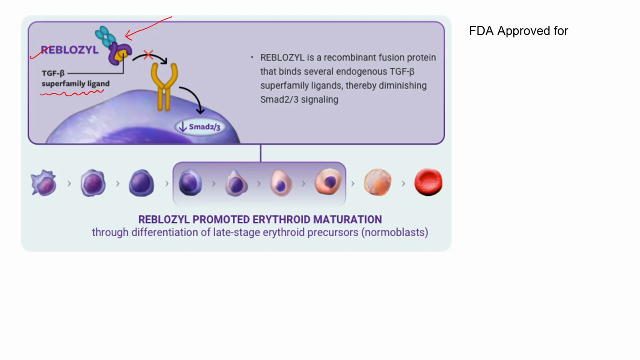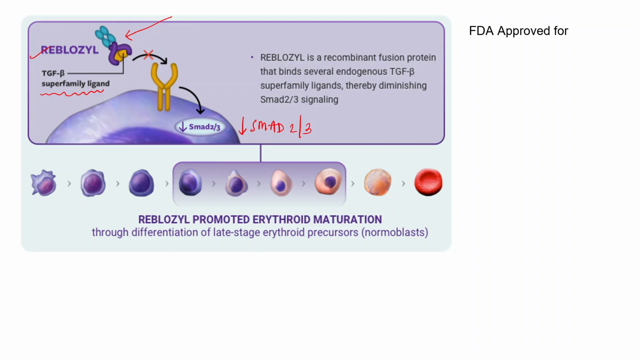And because this binding doesn't happen, it will ultimately lead to reduction in SMAD2 and 3 signaling. This SMAD2 and 3 signaling, in patients with MDS and in patients with thalassemia, causes inhibition of erythropoiesis. Okay, and because luspatercept is suppressing this SMAD2 and 3 signaling, it will cause erythroid maturation. That is the function in patients with MDS and in some cases of beta thalassemia.